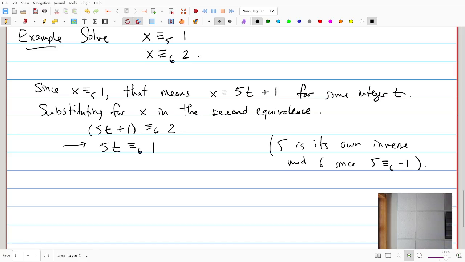So we can multiply both sides by 5, and that'll get rid of the 5. We can also just say 5 times 5 is 25, and that's 1 more than 24, which is a multiple of 6. So that means t is equivalent modulo 6 to 5. So we can multiply both sides by 5. Okay. Now what?